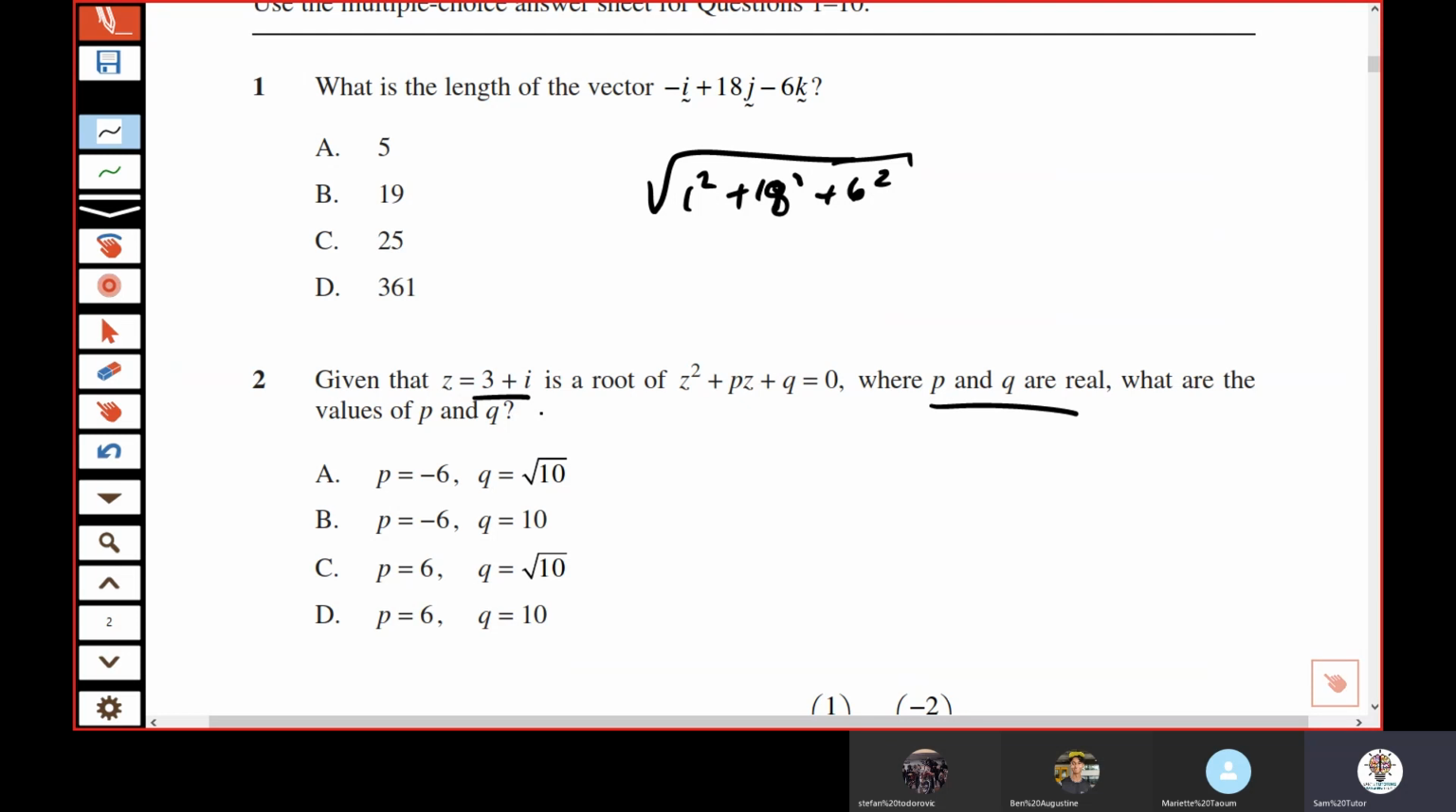Why are you being slow? Don't be slow. Straight away. If you know your stuff, you go straight away. Z conjugate equals 3 minus i is also a root.